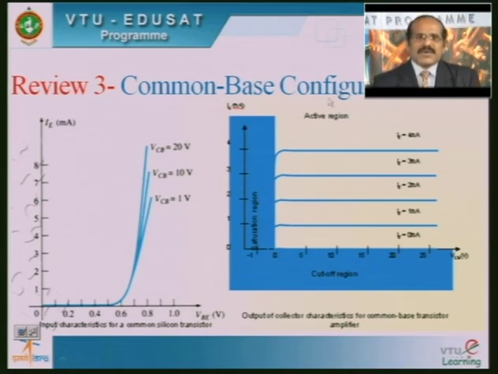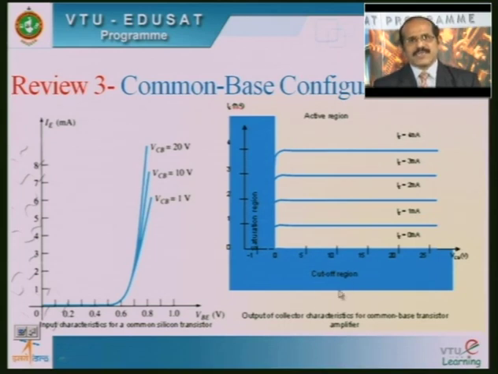And also we have discussed the output characteristics of the common base configuration here. The output characteristics are the output voltage versus output current, keeping the input current constant. Output voltage is VCB, output current is IC, and the input current is IE. You can note from the output characteristics of the common base configuration that there are three regions.